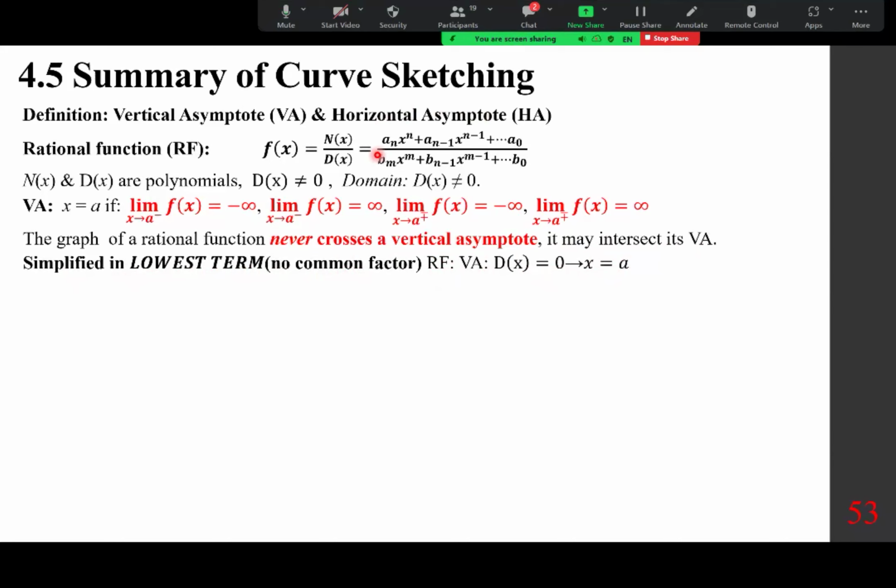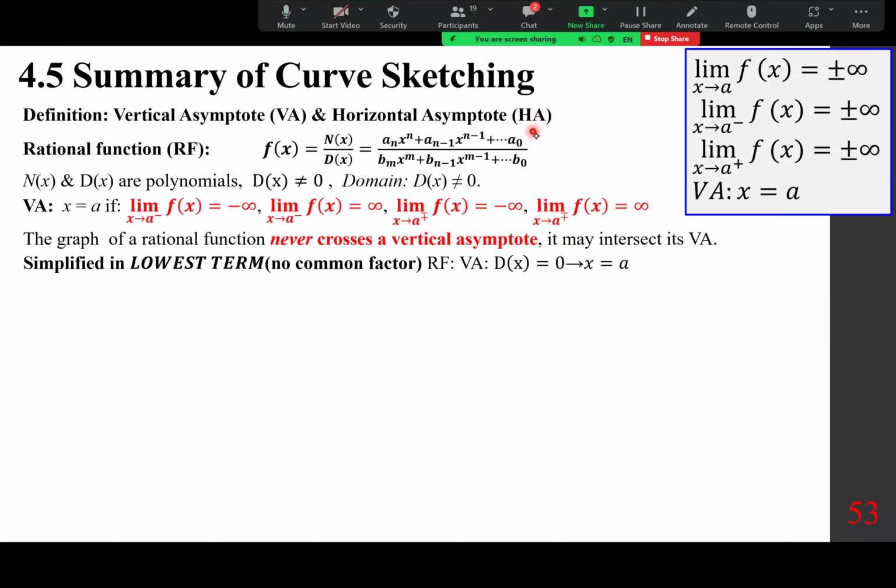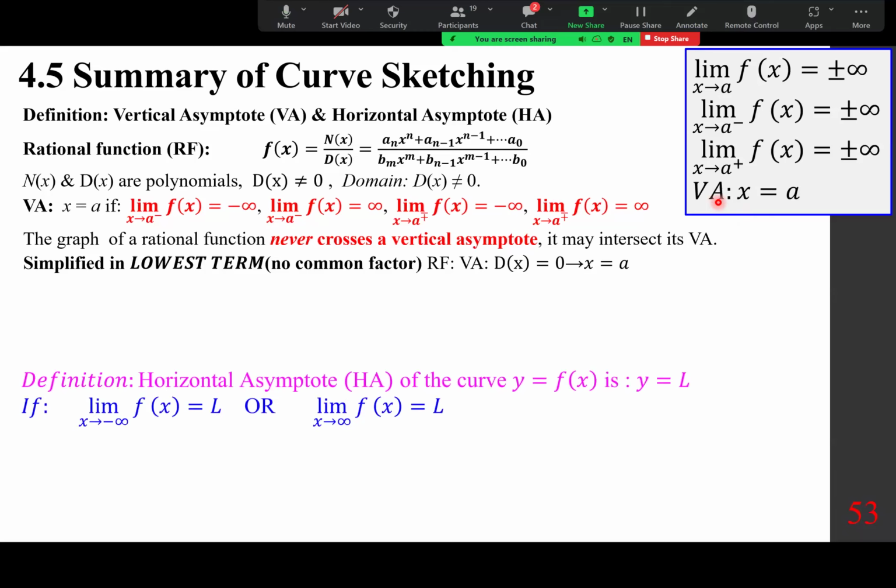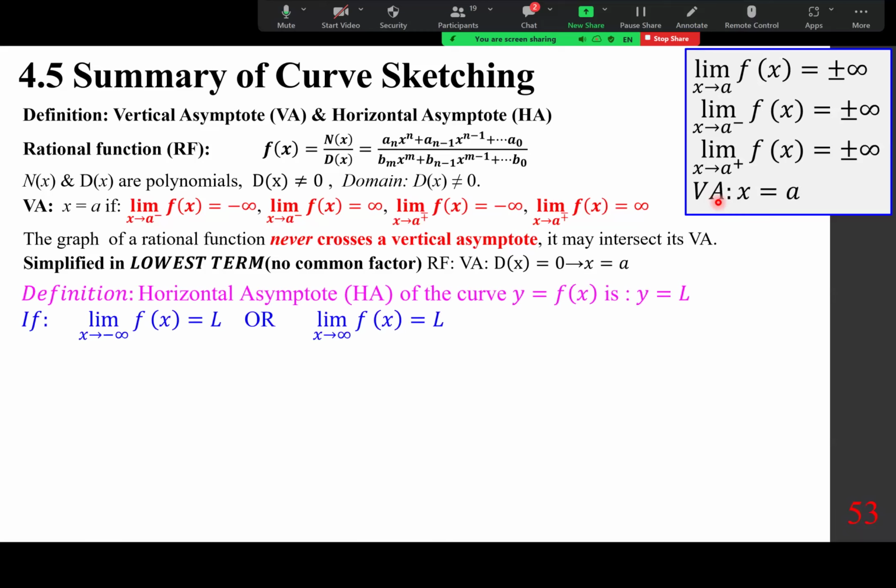Meaning, first thing first, you make sure this is in its lowest term before you move on. Sometimes there's a common factor between the top and the bottom. That results in a hole rather than a vertical asymptote, okay? So limit of f of x as x approaches a, from the left or from the right, any of them is positive or negative infinity, VA has the equation x equals a.